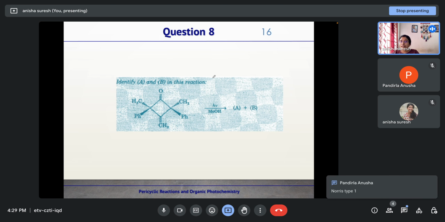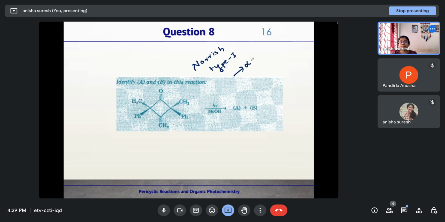Yeah, Norrish type 1 reaction will be taking place, since there is no gamma hydrogen present adjacent to the carbonyl group. So here Norrish type 1 reaction will be taking place, that is alpha fragmentation or alpha cleavage.